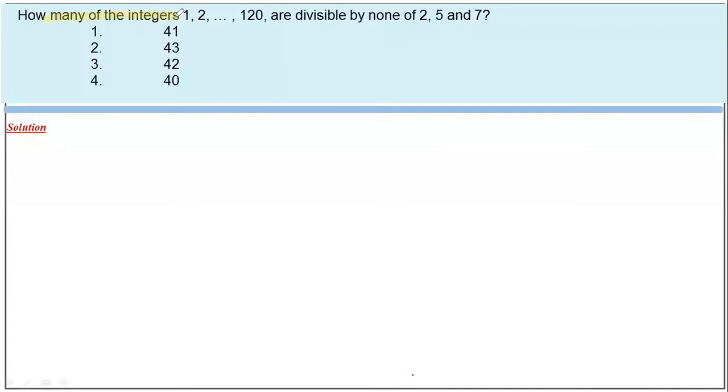How many of the integers 1 up to 120 are divisible by none of 2, 5 and 7?